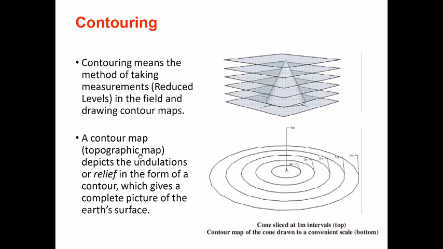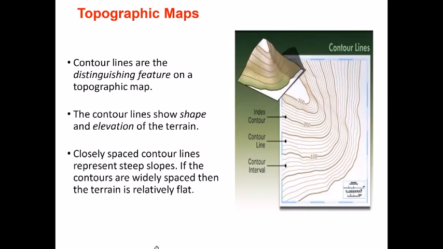So a contour map or a topographic map depicts the undulations or relief in the form of a contour. Undulations means how the ground elevations are changing, and relief basically means the same thing, and it gives a complete picture of the Earth's surface. Once you have this map, you get a clear picture of the properties of the land, and it helps you a lot in deciding on what projects are suitable for that land, or if you have a specific project in mind, if that land is suitable for that project or not. So these maps are very helpful. This is what a topographic map looks like.